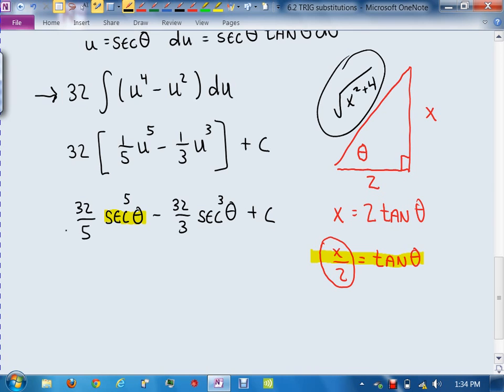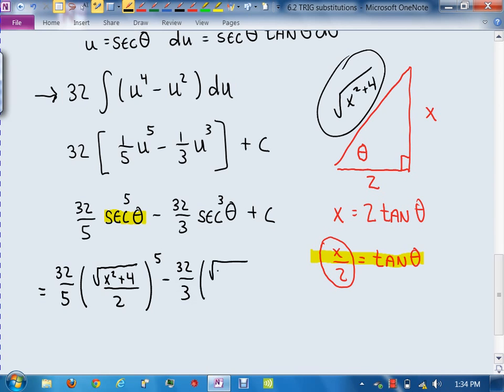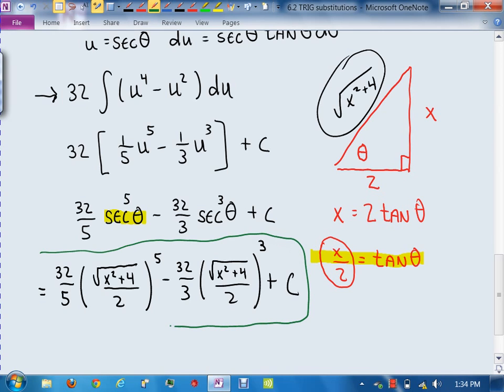So I'm ready for my final answer. This equals 32 over 5 secant theta, which is the square root of x squared plus 4 all over 2, all raised to the 5th, minus 32 thirds secant theta, which is the square root of x squared plus 4 all over 2, all raised to the 3rd, plus c. And that, my friends, is your first example of trigonometric substitution.